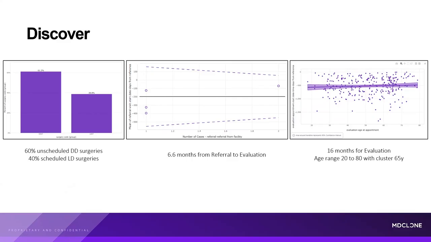The second graphic shows that it took 6.6 months from referral to evaluation. But when we looked further into the contributing variables, we found that there were a lot of things that were outside of our control, such as the readiness of the patient to be evaluated. So patients were being referred too early. Sometimes they would be referred before their GFR was under 40.